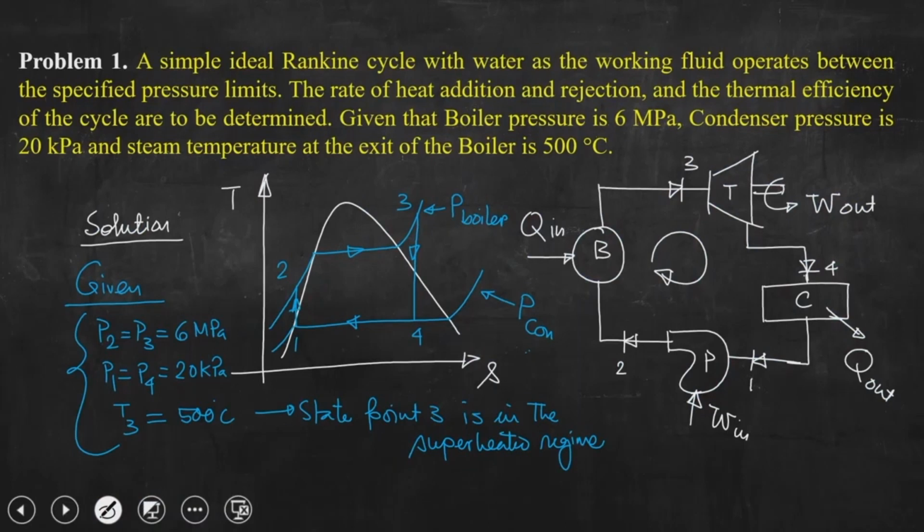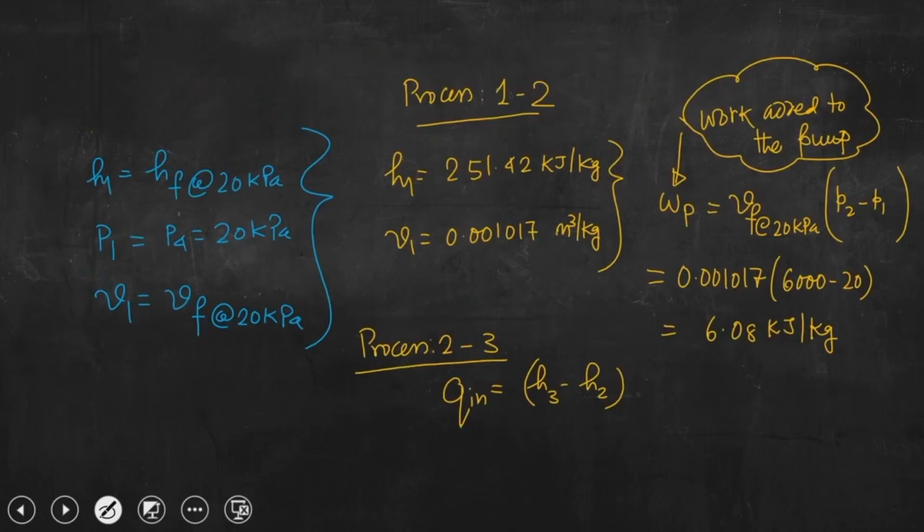So we can calculate H3 from the superheated table, but we also need to calculate H2. How can we calculate H2? Look at the process. We know enthalpy at state point 1. We also have calculated the work which is added to the pump. So if you apply the steady flow energy equation, you can see enthalpy H2 would be equal to H1 plus the amount of work added to the system, that is in the pump. So we can write H2 equal to H1 plus W pump.